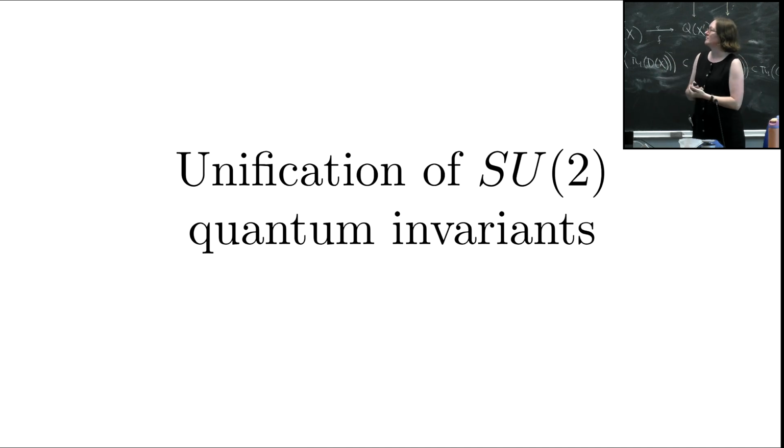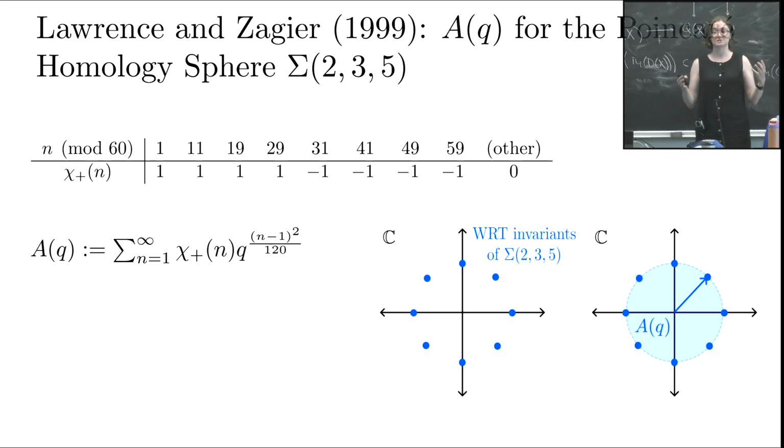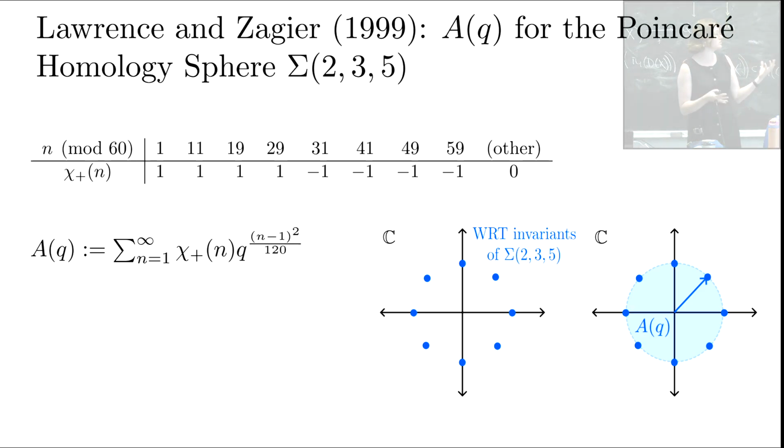Now I want to talk about this program of unification of the SU2 quantum invariants. You can think of all these invariants as living on the unit circle. Since you have one for each root of unity, you have infinitely many points on the unit circle worth of invariants for each manifold. But in 1999, Lawrence and Zagier came up with this series A of q, and it was specifically for the Poincaré homology sphere, sigma (2,3,5).